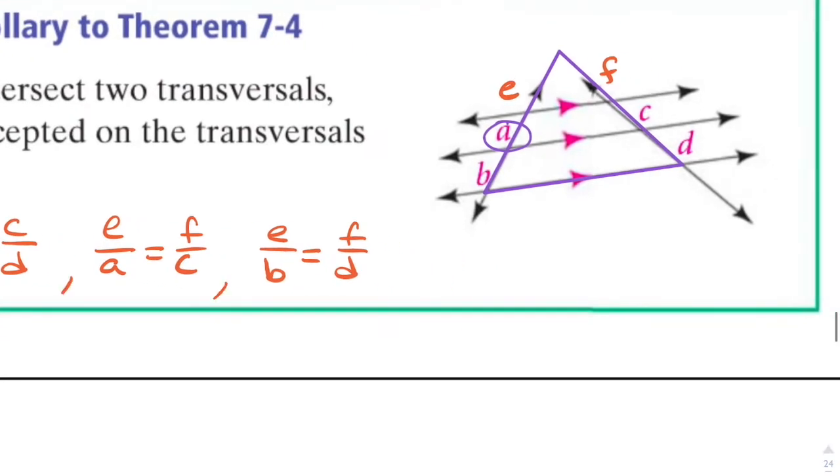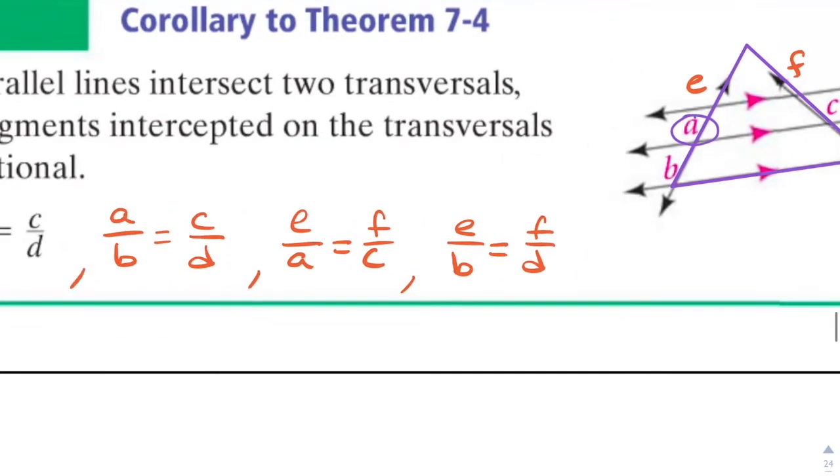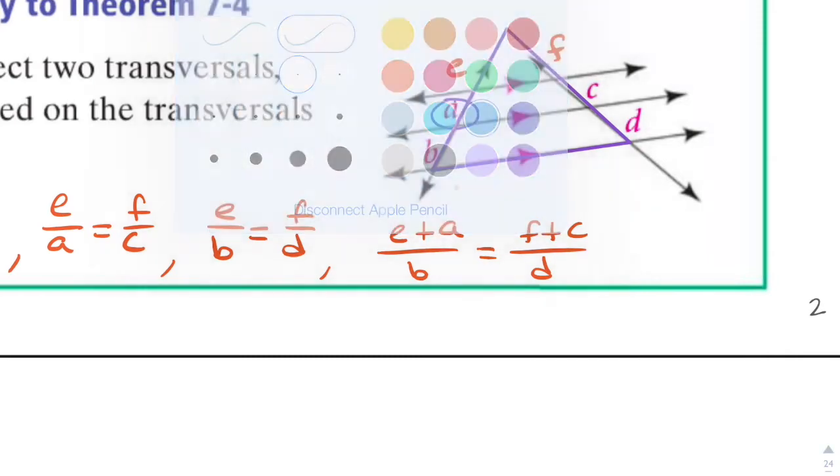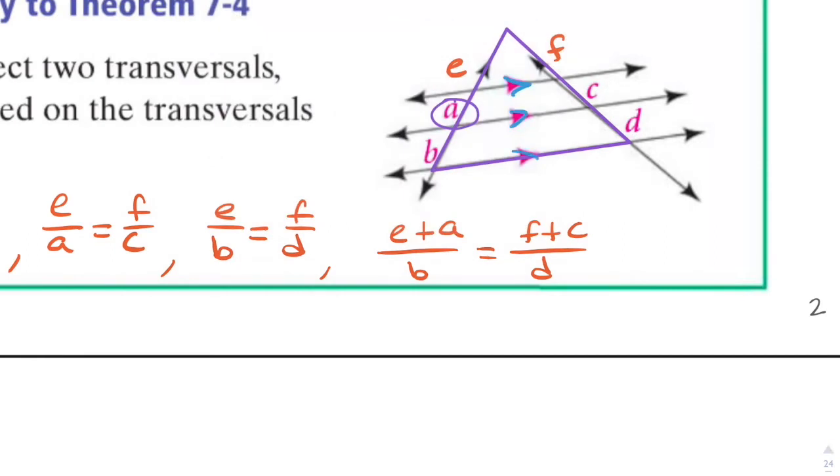You also have E plus A is to B as F plus C is to D, and so on and so forth. There's so much that you can do with this because of this parallelism that's happening here. That's what's really nice about this, because they're parallel.